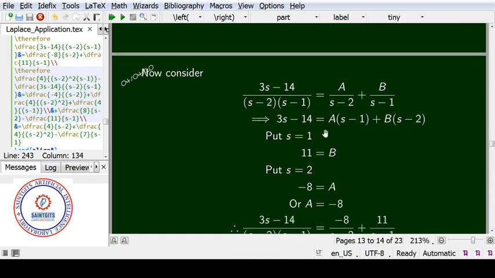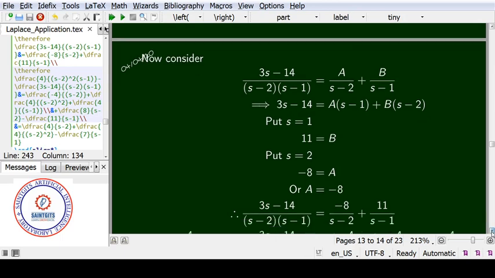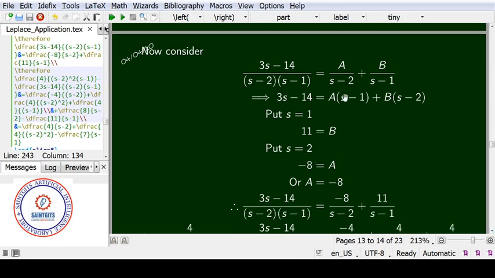Similarly I put s equal to 2. So 2 into 3 is 6, and 6 minus 14 is minus 8. When we put s equal to 2 here, 2 minus 2 is 0, so the b term is eliminated. With 2 minus 1, a is equal to minus 8. The next step, we put a and b here: a is equal to minus 8, b is equal to 11. So we got 3s minus 14 by s minus 2 into s minus 1 equal to the a value, minus 8 by s minus 2, plus the b value, 11 by s minus 1.